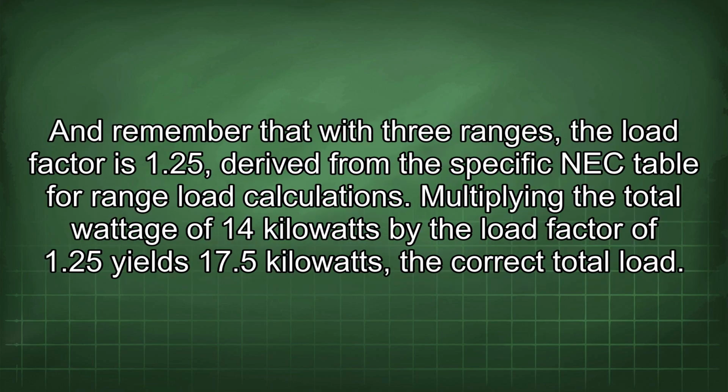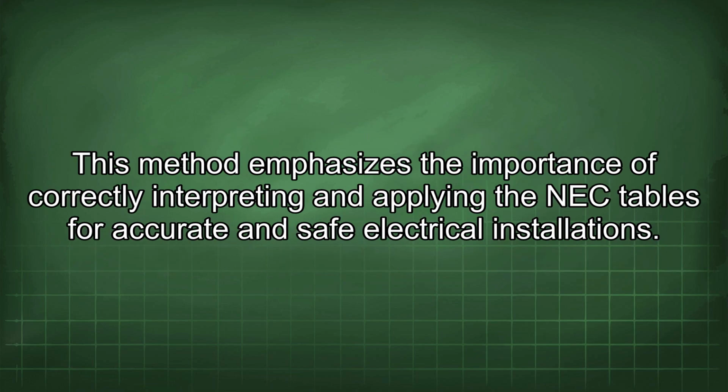And remember that with 3 ranges, the load factor is 1.25, derived from the specific NEC table for range load calculations. Multiplying the total wattage of 14 kilowatts by the load factor of 1.25 yields 17.5 kilowatts, the correct total load. This method emphasizes the importance of correctly interpreting and applying the NEC tables for accurate and safe electrical installations.